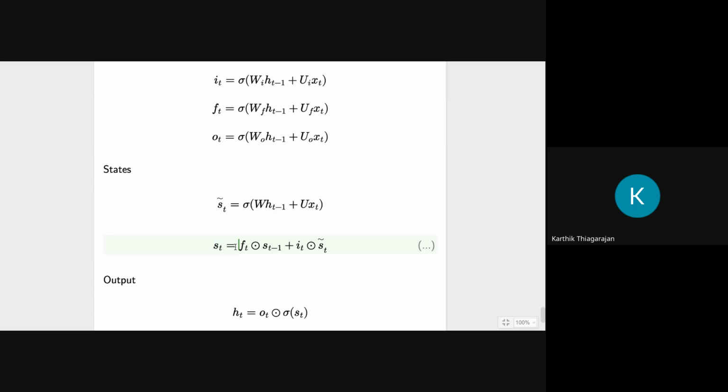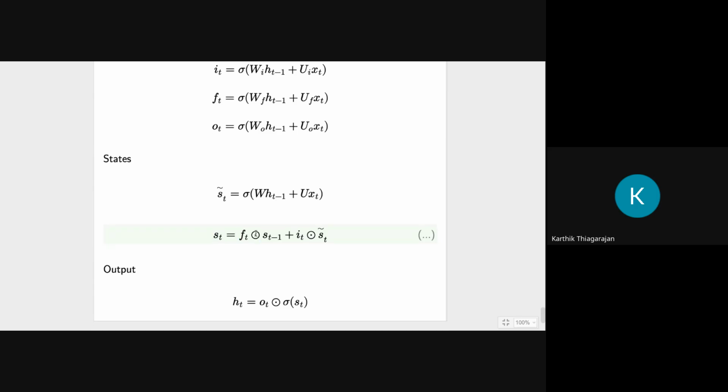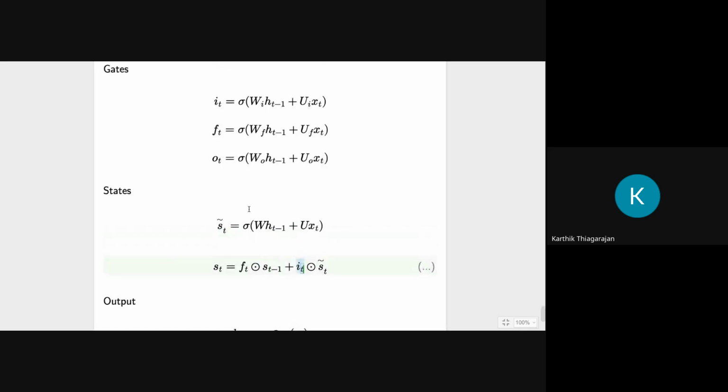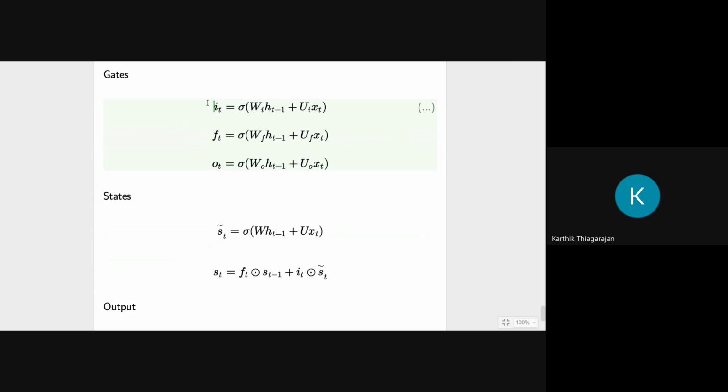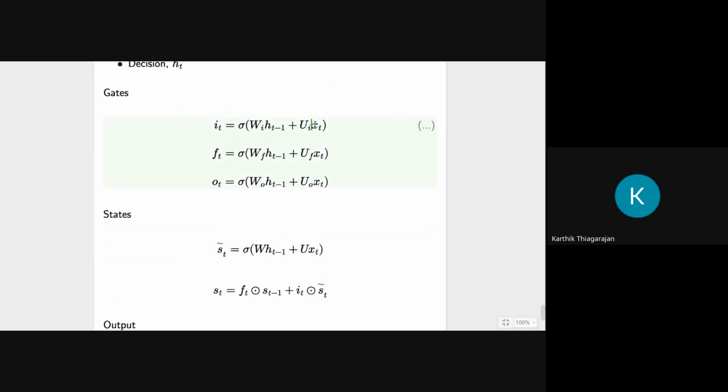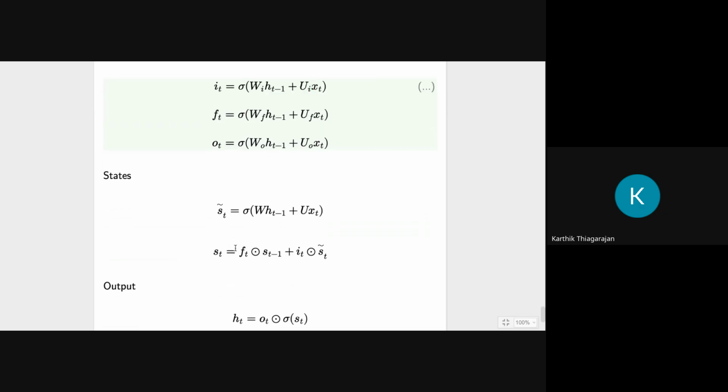Instead, you introduce this gating mechanism. I want to forget some parts of my context, so I do that using a forget gate. I want to select some parts of my new potential context, therefore I use an input gate. These gates are, again, functions of the previous time step's output and the current time step's input. All gates are configured that way.